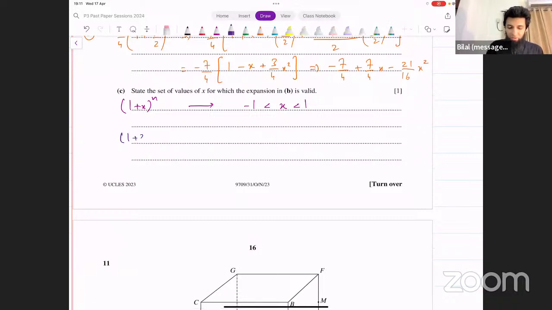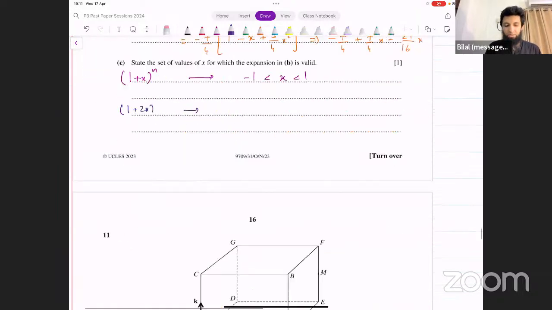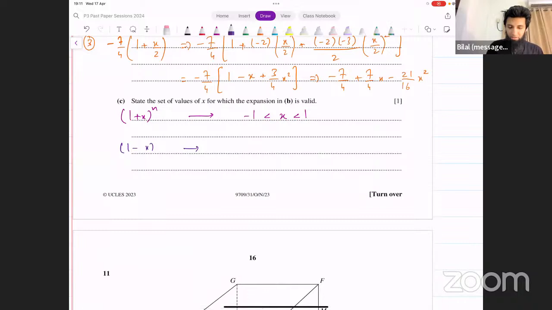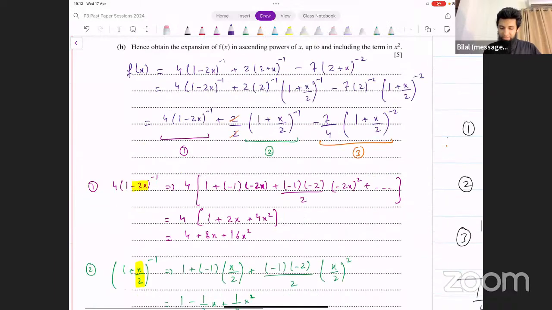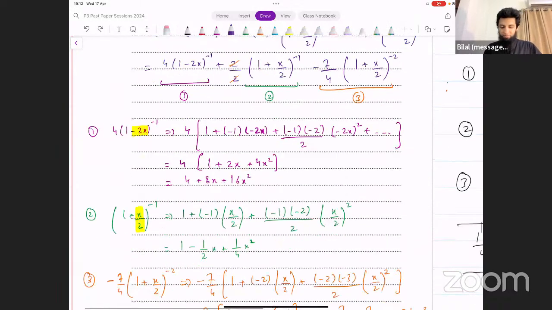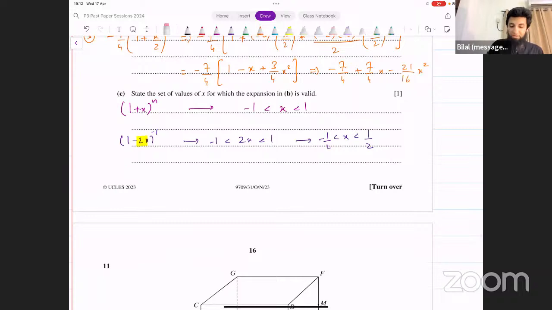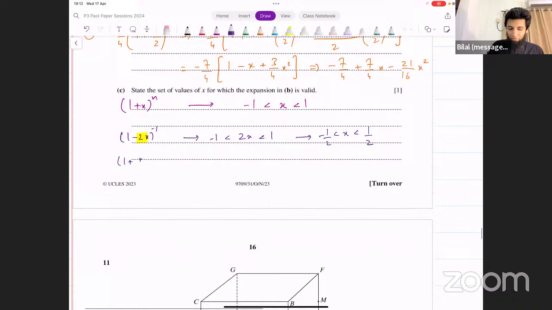One is 1 plus 2x. 1 minus 2x, sorry. Power minus 1. In this case, we say 2x has to be between minus 1 and 1. What does that give us? That gives us x between minus 1 over 2 and 1 over 2. What about the second one? This is the second expansion, 1 plus x over 2. You have to consider that as well. 1 plus x over 2.